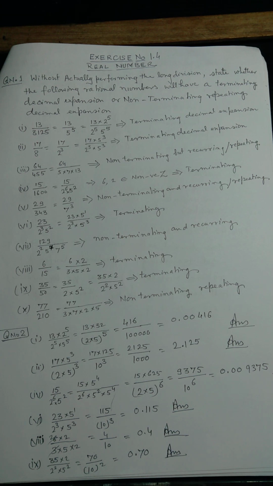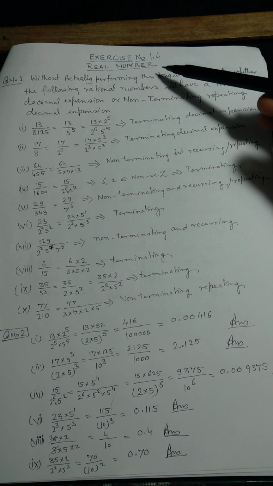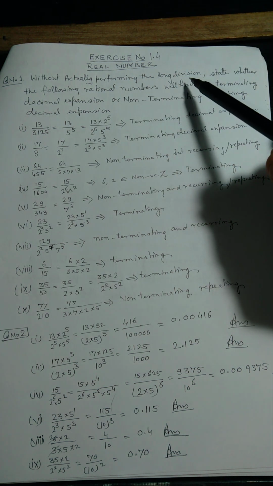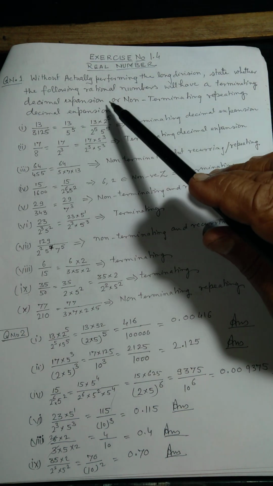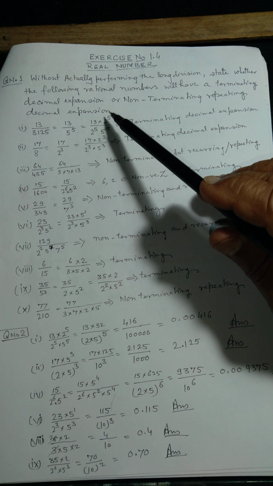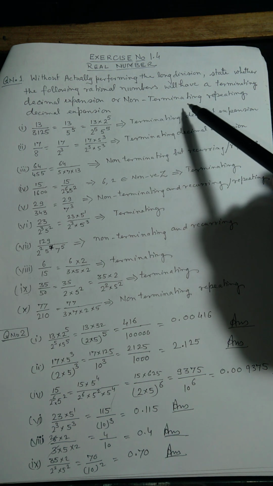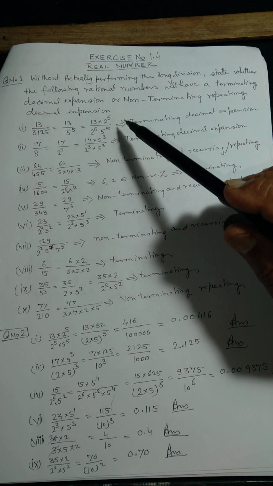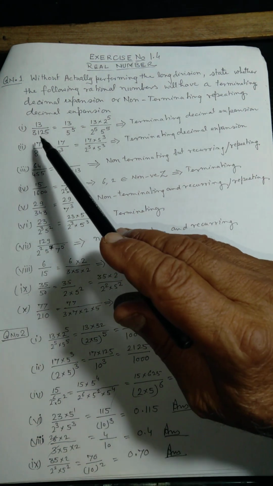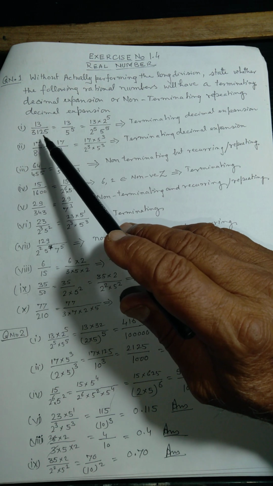Let us start exercise 1.4 of NCERT CBSE class 10th, real numbers. Question number 1. Without actually performing the long division, state whether the following rational numbers will have a terminating decimal expansion or a non-terminating repeating decimal expansion. First of all, we will see the denominator part. We do not have to divide it.